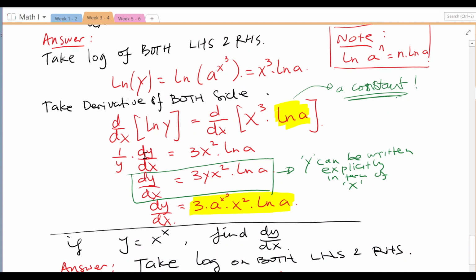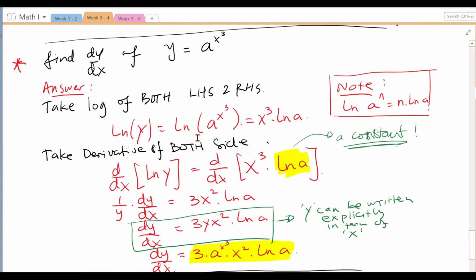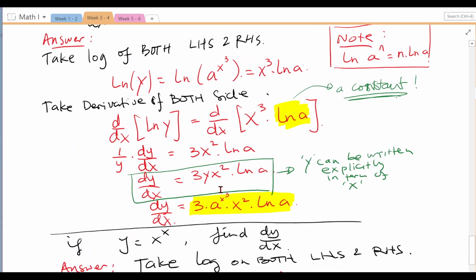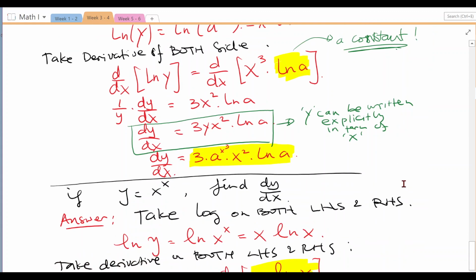And therefore we can combine dy/dx, and move the y to the right hand side: 3y x squared ln a. We know from the beginning that y equals a to the power of x cubed, therefore we can replace the value of y here to get a raised to the power of x cubed multiplied by x squared times ln a as the final answer of dy/dx. We can do this because in here we can express y explicitly in terms of x.